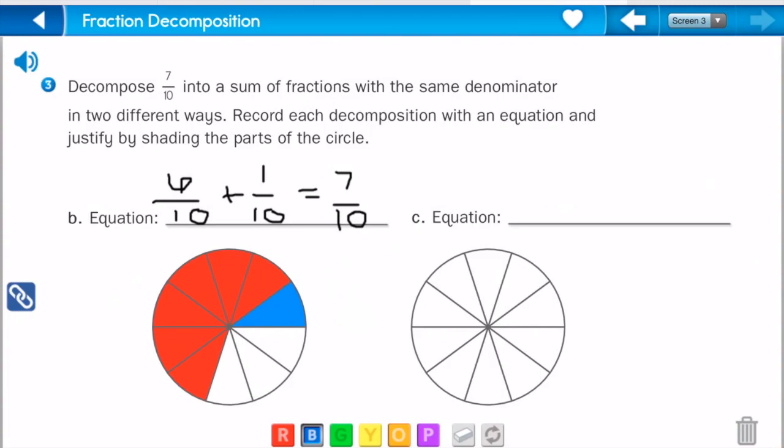Alright, let's try one more. I'm going to break this one up into 3 different colors. For my first one, I'm just going to go ahead and get that one out of the way. I'm going to use red to shade in one piece. So I'm going to go ahead and write my fraction, 1/10.